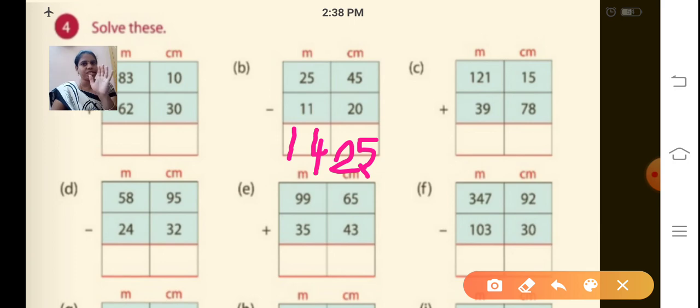5 minus 0 is 5. 4 minus 2 is 2. 5 minus 1, 4. 2 minus 1, 1. So next one, C sum.